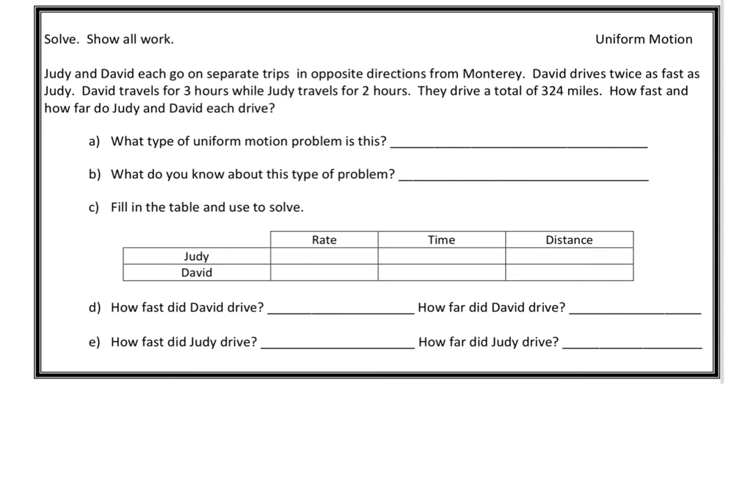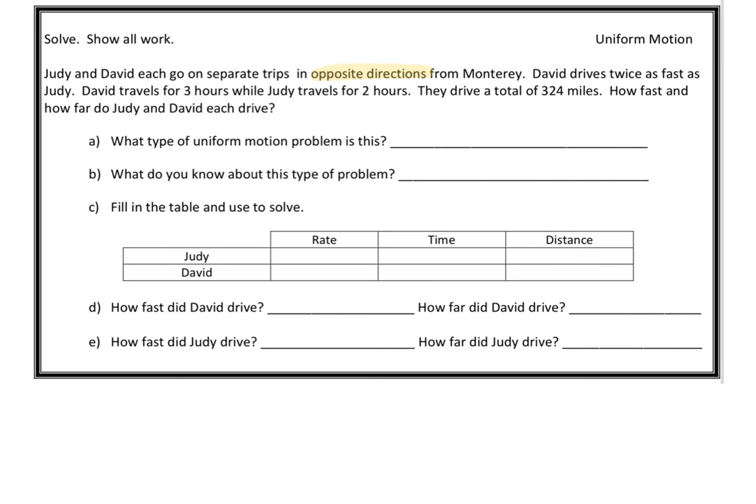It says Judy and David each go on separate trips in opposite directions. So that is the key word we're looking for here, opposite direction. That tells us that each of their distances is going to be added up to calculate distance apart. David drives twice as fast as Judy. David travels for 3 hours while Judy travels for 2. They drive a total of 324 miles. How fast and how far do Judy and David drive?